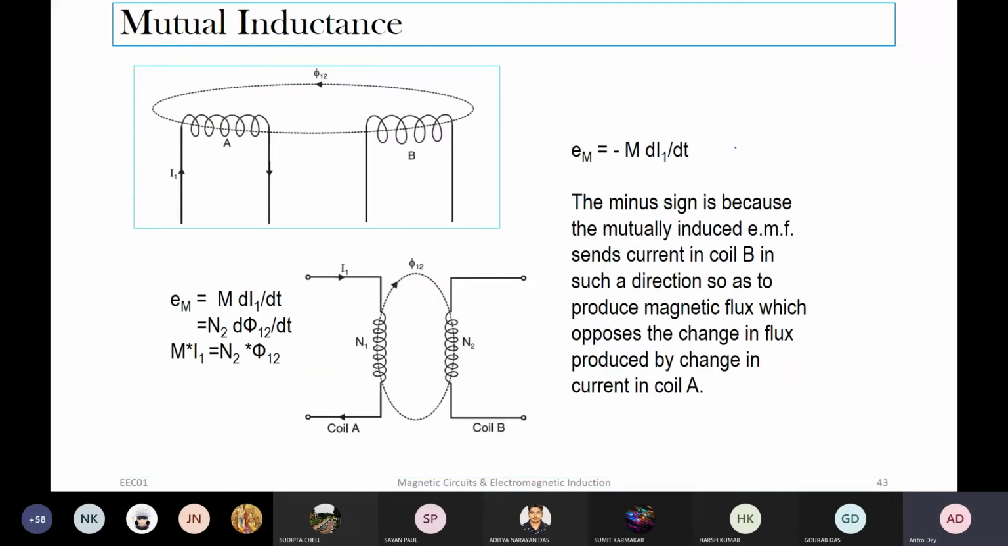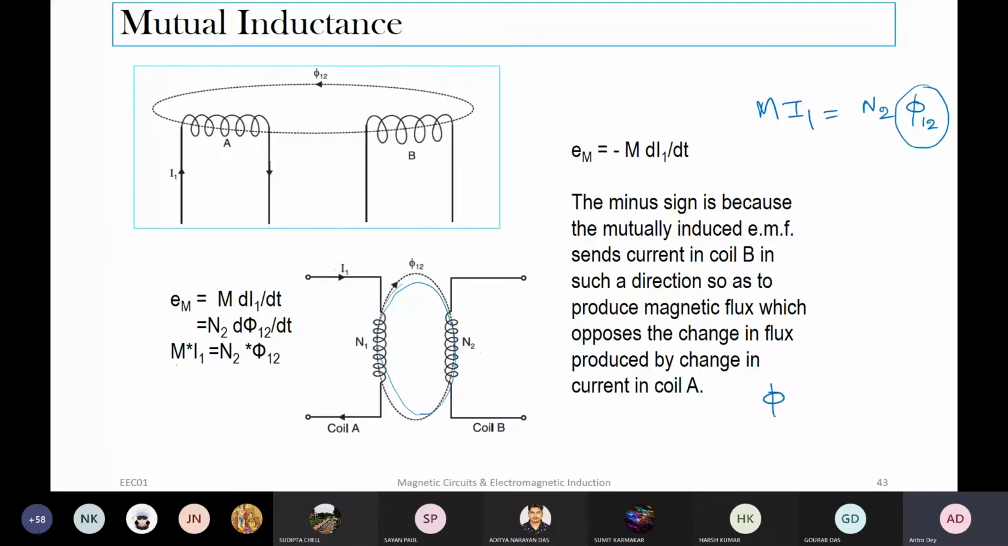Okay. So in case of mutual inductance, same thing, only in case of phi we write phi 1 2, which is linked with your coil N2. This phi 1 2 is linked with the coil N2 and is multiplied with N2 because it is induced here in coil 2. So M is the mutual inductance due to this current I1. So M into I1 is equal to N2 into phi 1 2. Phi 1 2 is also due to your current I.